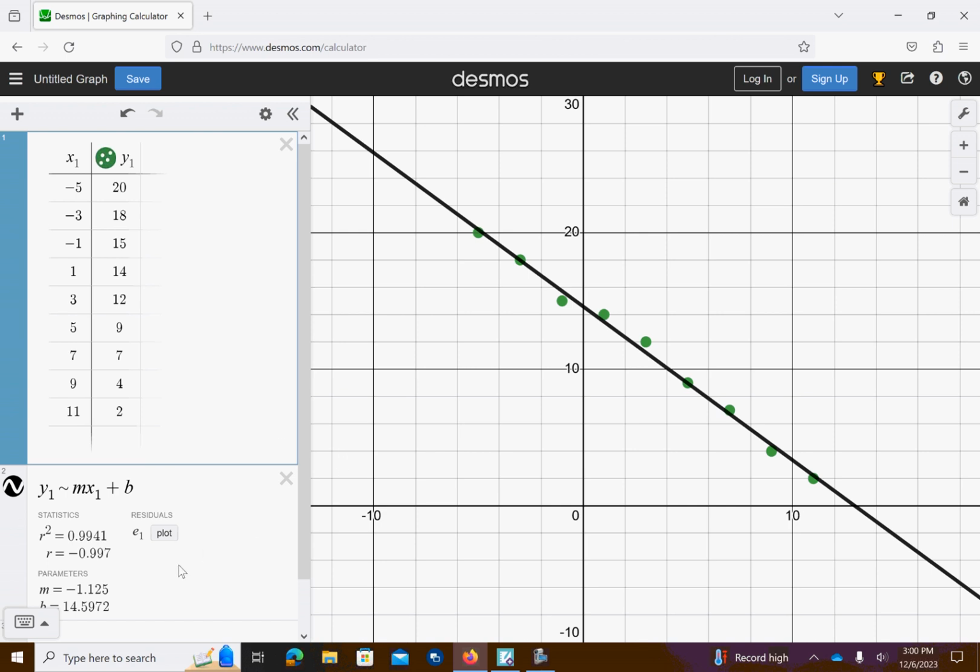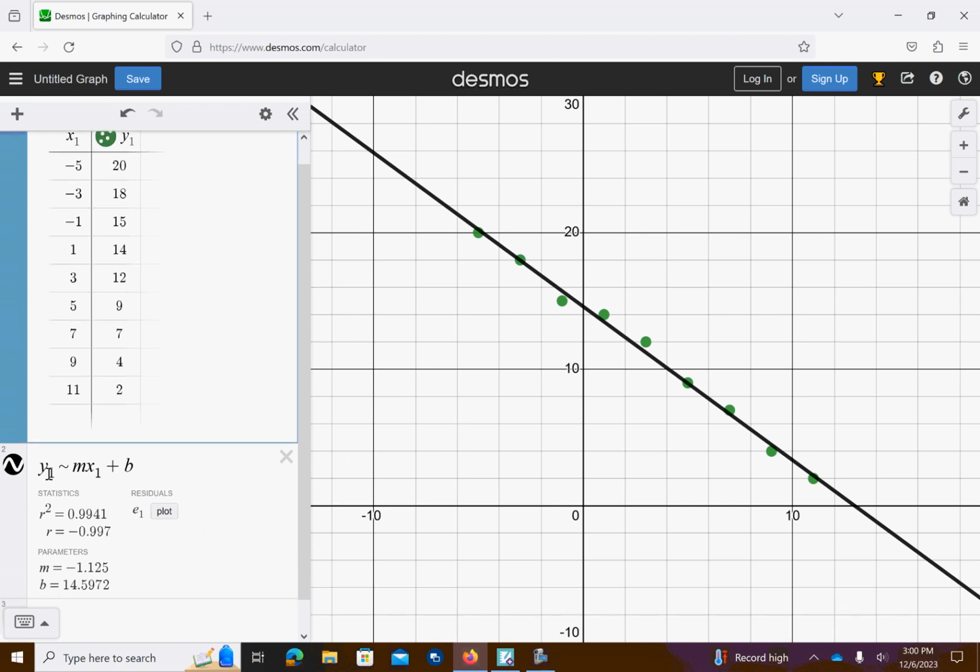So our equation to this is y equals 14.59x minus 1.125. That's our equation. Our correlation is -0.997, so it is strong, because that's close to -1, strong negative correlation, because we have a negative slope.